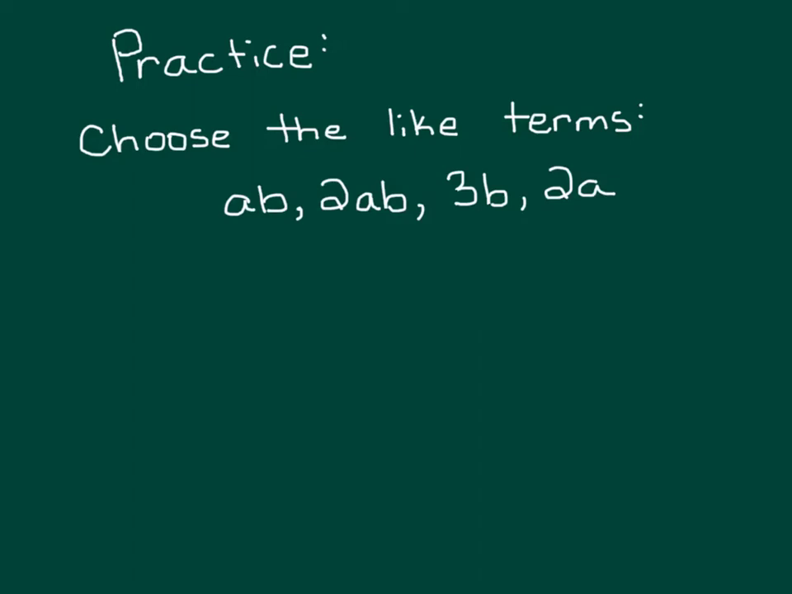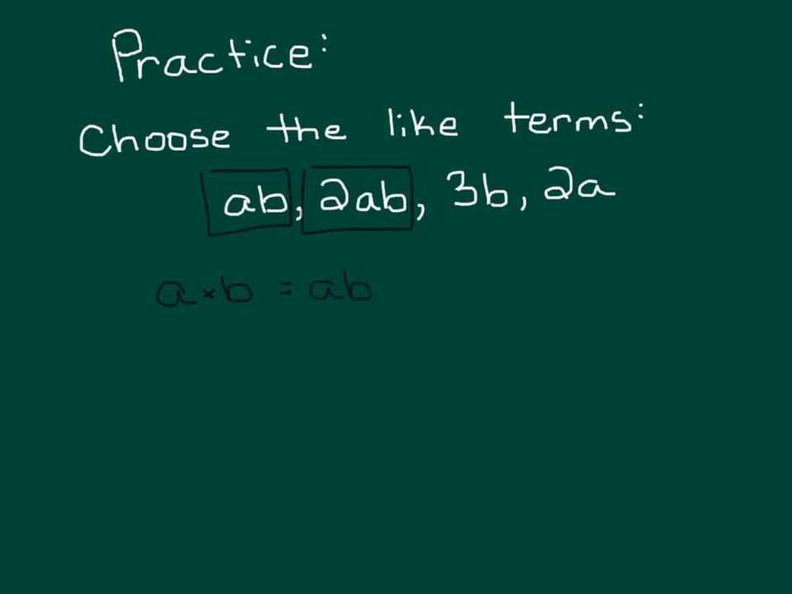Did you get that your like terms were AB and 2AB? If you did, you can move on to the next practice problem. If you didn't, stay with me while I explain why the solution should have been AB and 2AB as like terms. So remember that we said like terms have the same variables. So in this case, we have two variables that are being multiplied together. That's A times B is what gives us that AB.